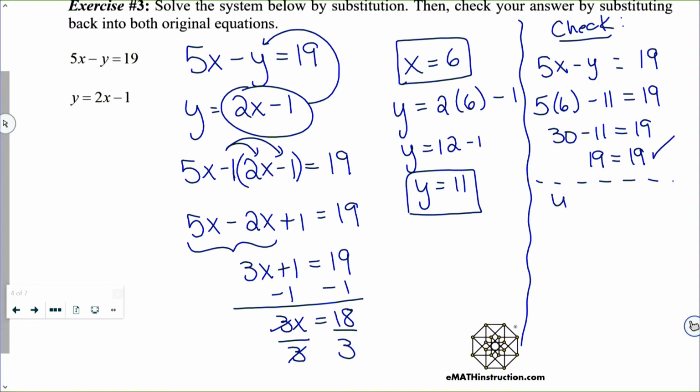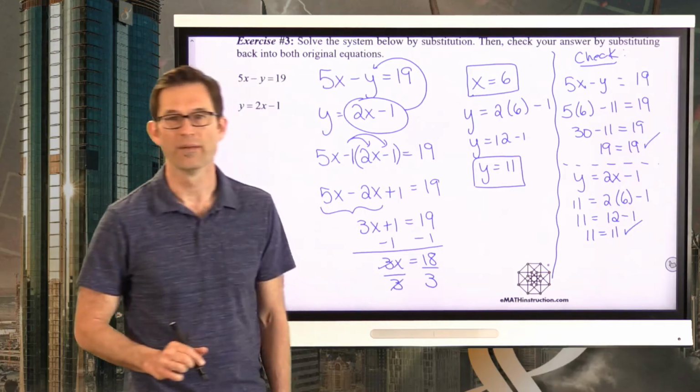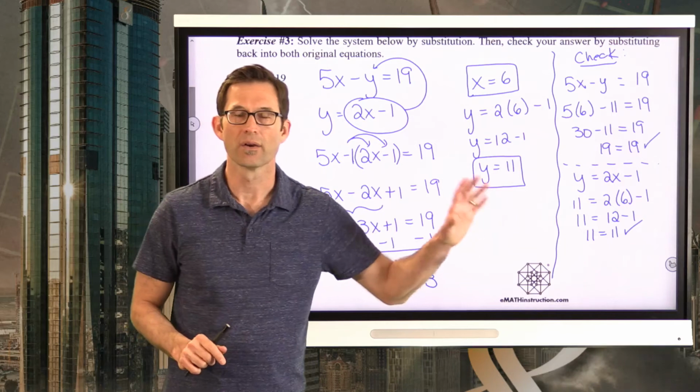Now let me put it into the second equation, y equals 2x minus 1. So if I put 11 in for y, and I put 6 in for x, I'll get 2 times 6 is 12, and 11 equals 11. All right, a good check, a good check.